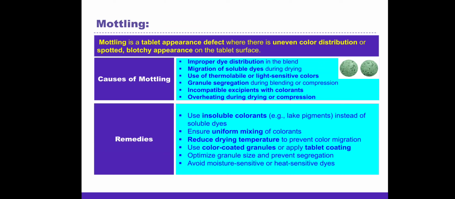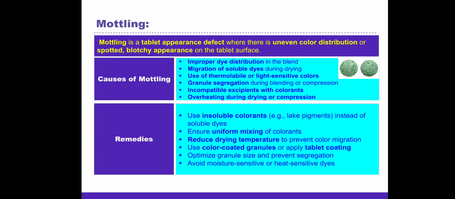Overheating during drying or compression will show mottling again. Now we'll see the remedies for mottling. Use insoluble colorant or lake pigment instead of soluble dyes. If we use an insoluble colorant, it will not be impacted during the compression stage and we will not see the mottling issue. Ensure uniform mixing of colorant.